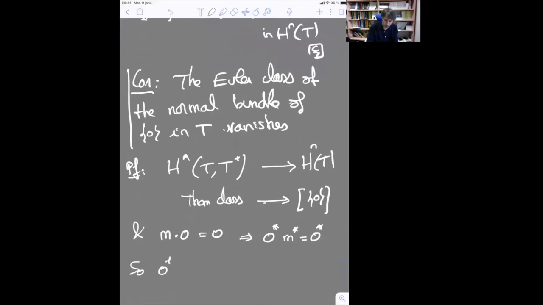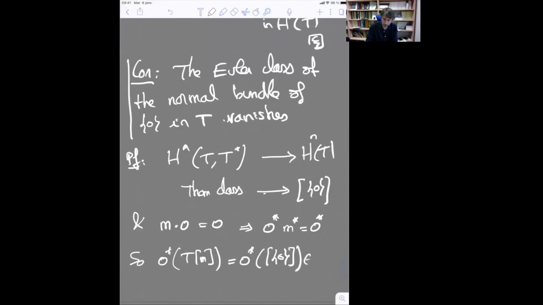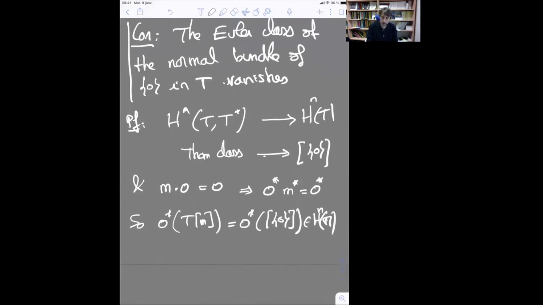If you pull back the M torsion points by the zero section, it's the same, since the M torsion points are the pullback by M of zero, it's the same as the pullback of the class of the zero section. And this is the Euler class. So you can see the Euler class both as the pullback of the zero section by 0, or as a pullback of all M torsion points by 0.